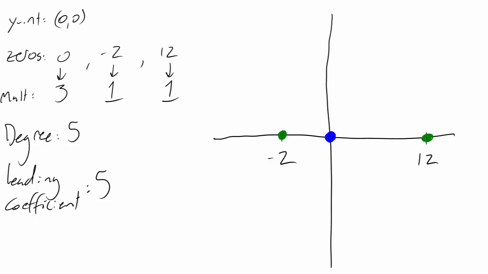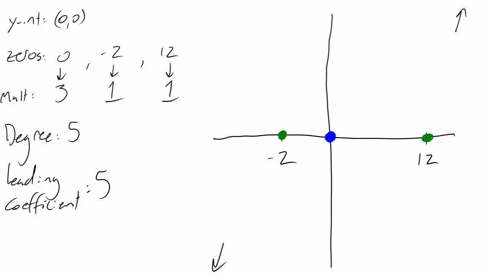Now, based on our degree of 5, and that's an odd number, so we're either going to start down and end up, or we will start up here and end down towards negative infinity. With our leading coefficient being a positive number, that tells us we are going to start down and end up here.